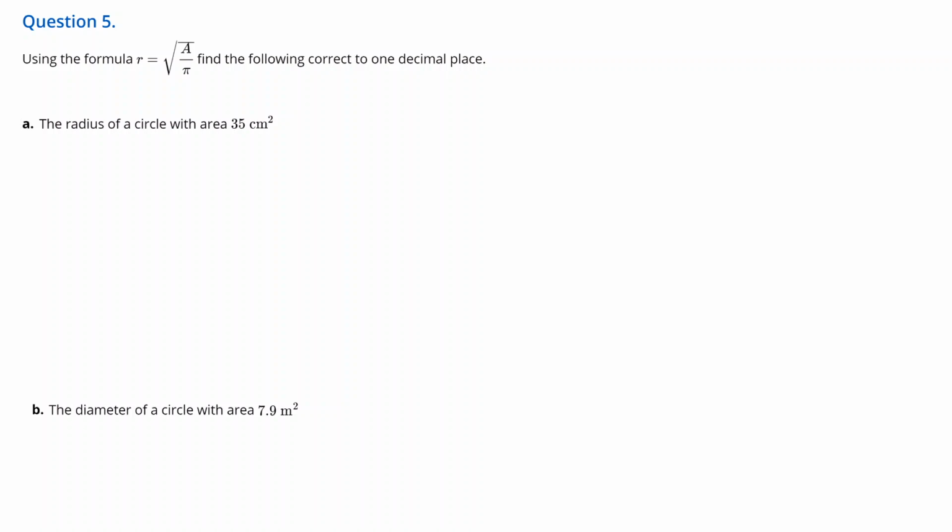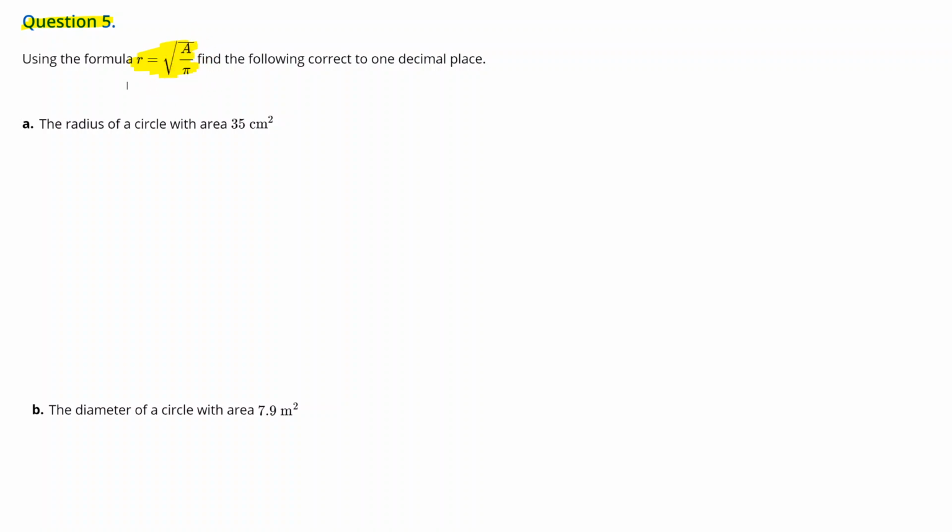Welcome. So in this video, we're going to be working through question 5 here. And it says, using the formula r is equal to the square root of a on pi, find the following correct to one decimal place. So we've been given this formula right here. R is equal to the square root of a over pi.